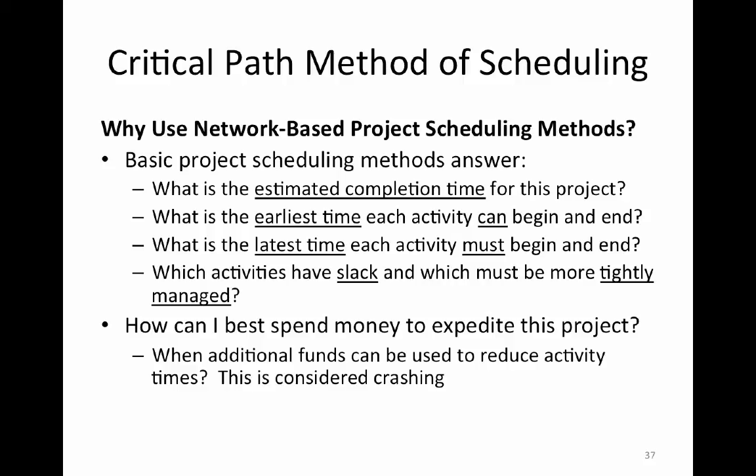Okay, so using network-based project scheduling, what does this do? Why do I care about looking at this critical path method of scheduling? Well, you want to see the estimated completion time, the earliest time each activity can begin and end, and the latest time. Why might I care about the earliest and the latest? Well, maybe I have to put additional resources on this. Maybe I need to hire somebody, and I don't want to hire that temp worker until the very last possible moment. So maybe the latest time is important.